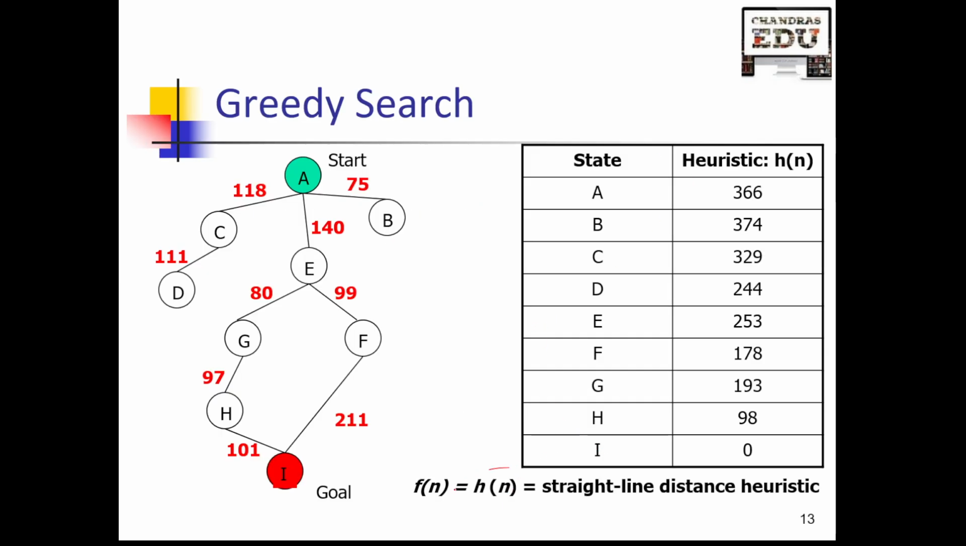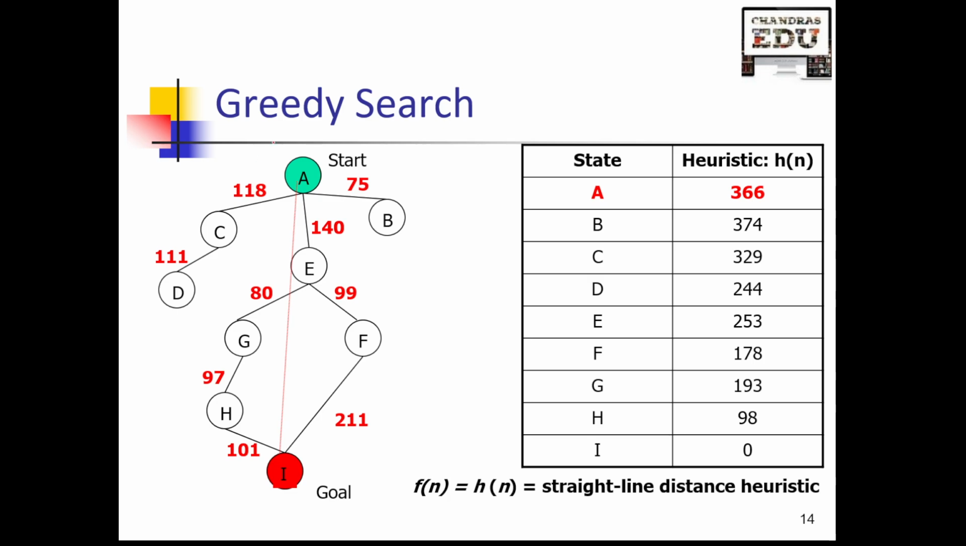Here we are considering h of n, or we can say the heuristic function, as the straight line distance heuristic. Straight line means whatever the path we have from the starting node or any other node in the tree, if we draw a straight line from that node to the goal node, what is that distance? Suppose we are taking node A, if we draw a straight line to the goal node I, the distance is 366.